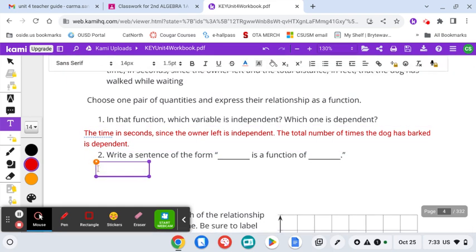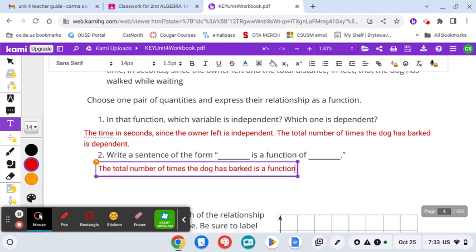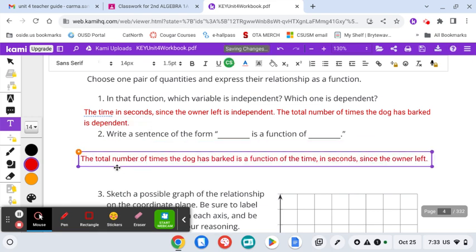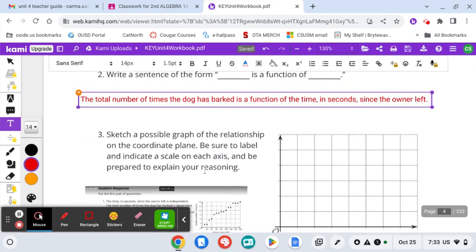Okay, how'd you do? Do you understand what's a function of what based on our statement? Okay, and then they want you to go down and sketch a possible graph of this scenario.